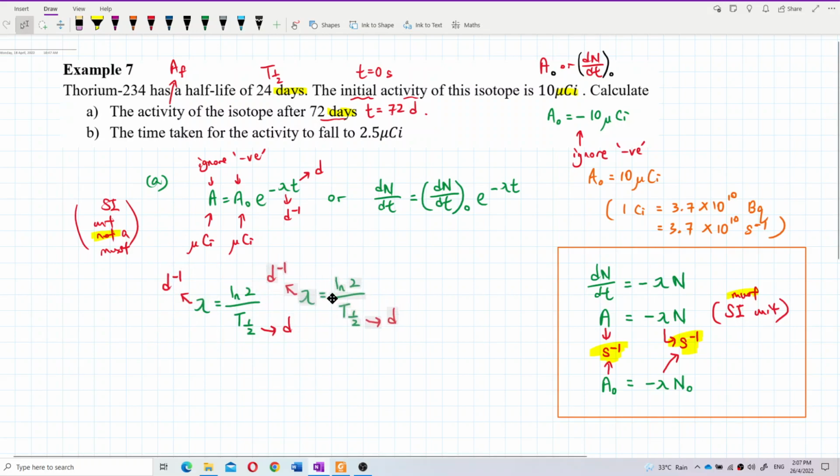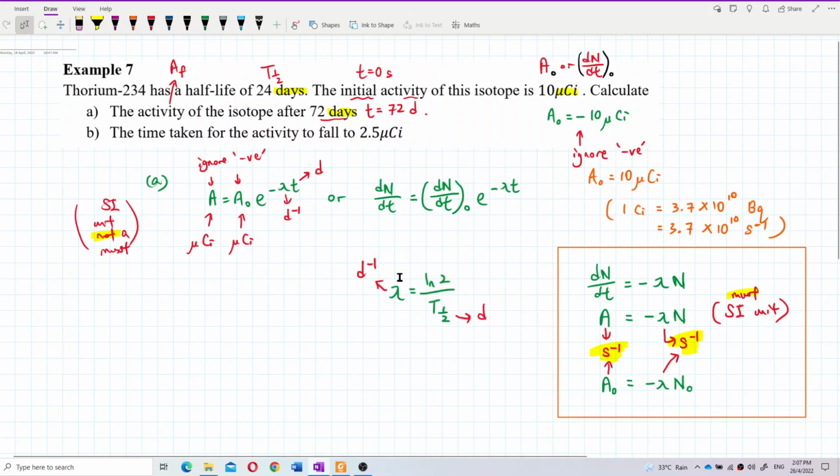So right now, let's find out our lambda first. Our lambda is ln 2 over half-life. My half-life is 24 days. So just leave it like this, in unit per day, 24 days. Then I can substitute into the equation here, and the initial activity also can be substituted here. Just ignore the negative sign for activity. Okay, now I can do my work.